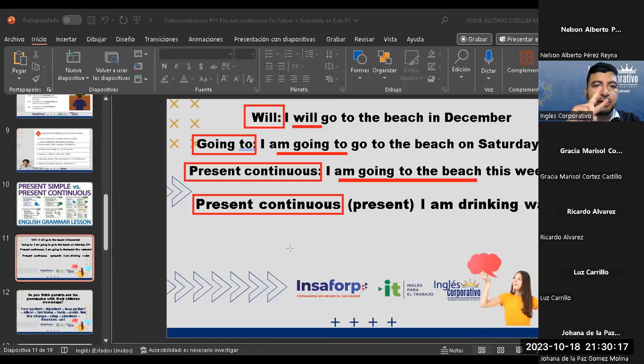Present continuous has two functions. Dos funciones del presente continuo. Sobre un futuro cercano y de una actividad que está pasando. An activity that has happened in this moment. Una actividad que está pasando en este momento. ¿Ok? So, let's move. We have just 29 minutes.